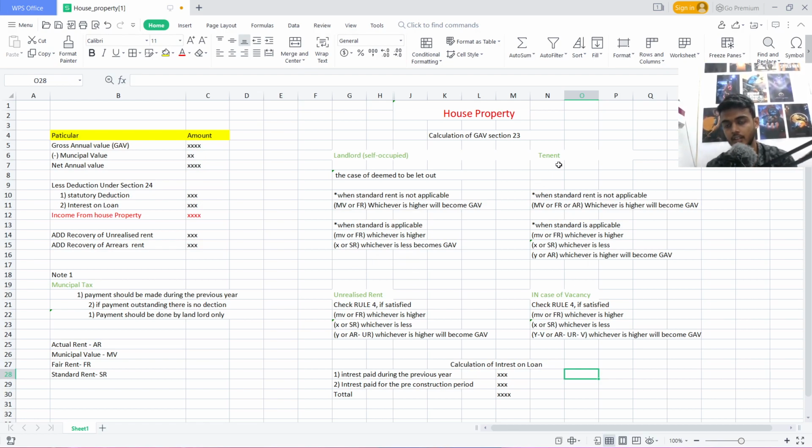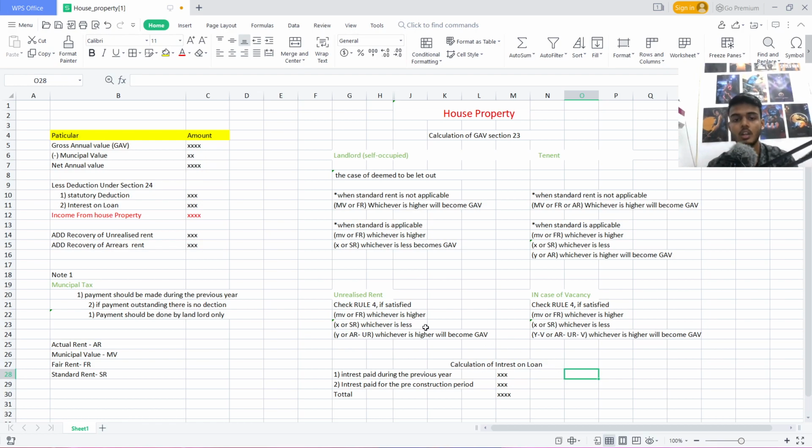Now in case of tenant, the let out, when standard rent is not applicable, we will compare MV, FR or AR. Whichever value is higher will become the GAV. When standard rent is applicable, we will compare MV or FR, whichever value is higher will become X, then X is compared with SR, whichever value is less will become Y, then Y is compared with AR, whichever is higher will become GAV.